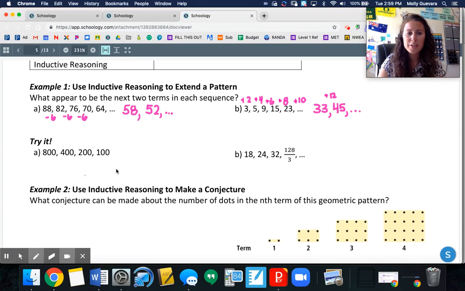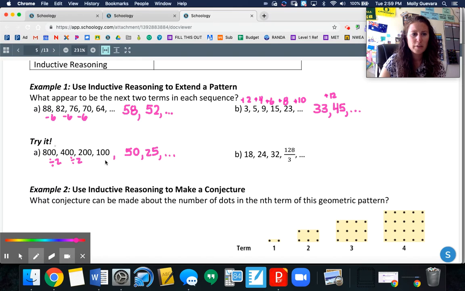So I want you to go ahead and try A and B and give it a shot, right? It doesn't hurt if you mess up. That's why we use pencil. So go ahead and try A and B, and then when you're ready to check your work, just hit play, and we'll have the answers up here.